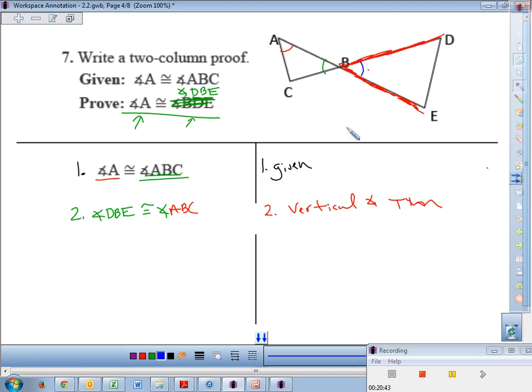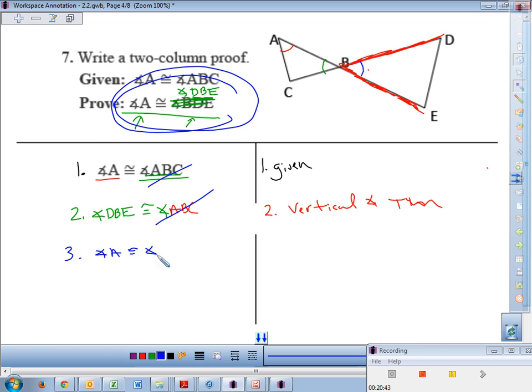Next thing. Now, do you notice that what we're trying to prove, A the same as DBE, don't they have the same amount of markings? That means that something can cross out. And what are we crossing out? Leftovers. Angle A is congruent to angle DBE. The transitive property of congruence says so.